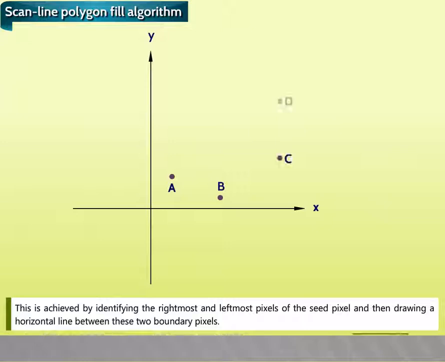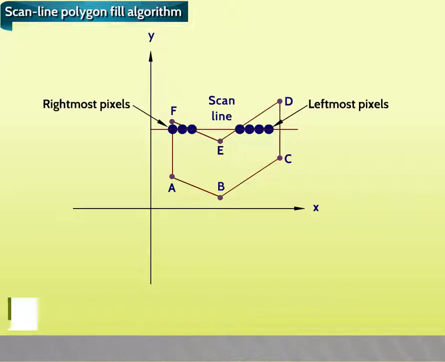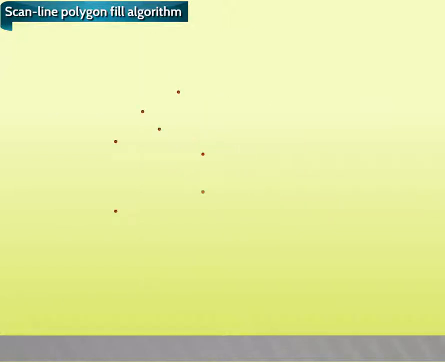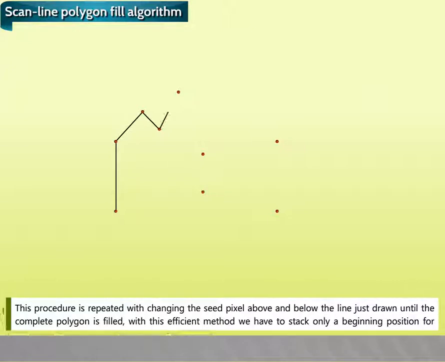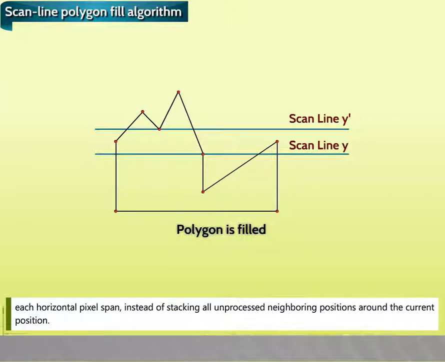This is achieved by identifying the rightmost and leftmost pixels of the seed pixel and then drawing a horizontal line between these two boundary pixels. This procedure is repeated with changing the seed pixel above and below the line just drawn until the complete polygon is filled. With this efficient method, we have to stack only a beginning position for each horizontal pixel span instead of stacking all unprocessed neighboring positions around the current position.